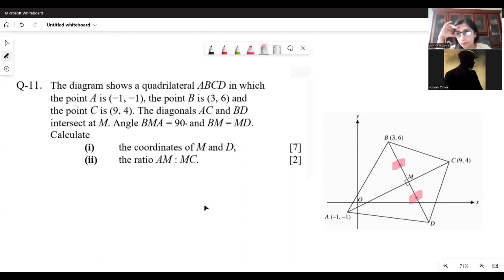Now, once you'll have the slope of BD, tell me how you'll find the equation of BD. Miss, we need one coordinate and the slope, so we can easily find the equation. Yes, you have the slope and the point. So you'll use y minus y1 equals m times (x minus x1). Okay. Yes, miss. And then how you'll find M?